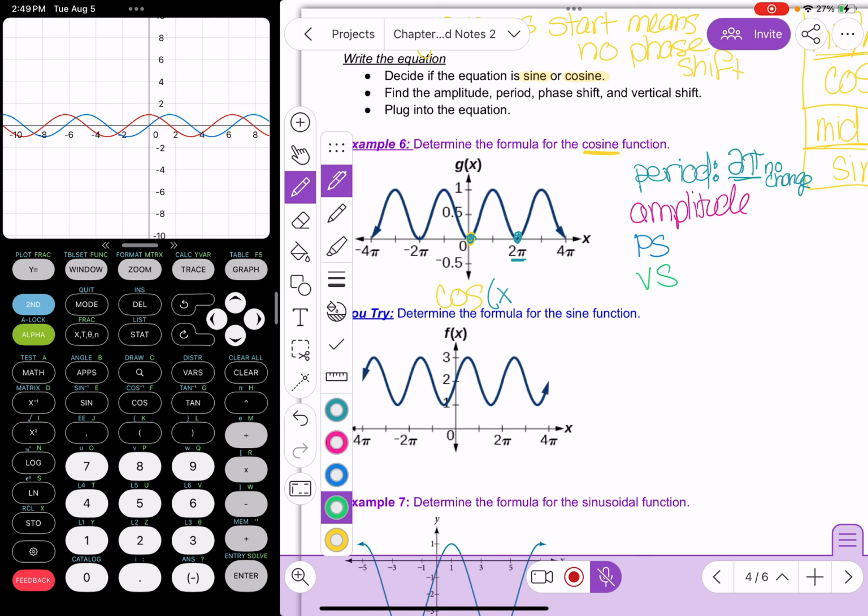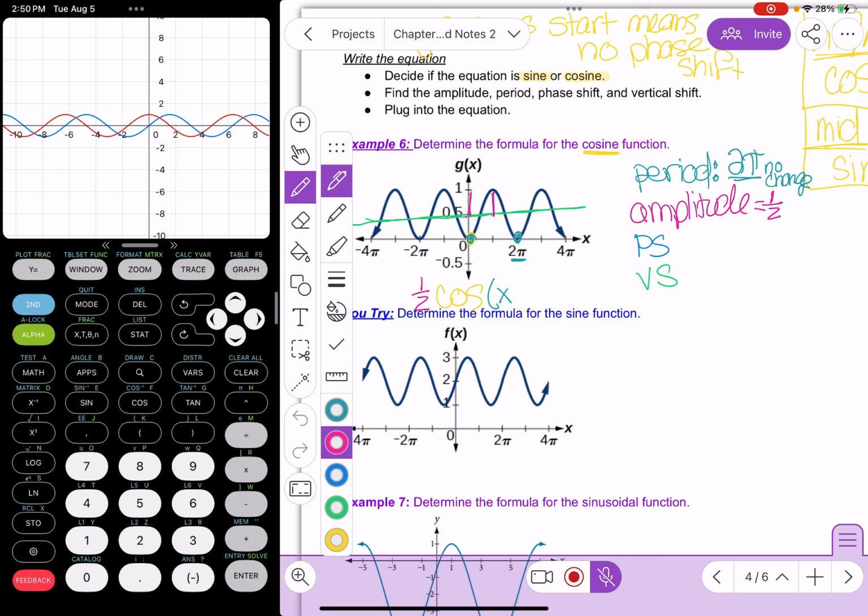Amplitude is the height from the midline. So we're going to draw the middle. We're going to find the middle, which is right here. And we're going to see how far we go up. So from that green line, which is 0.5, up to the top, that's a half. So our amplitude is 1/2.